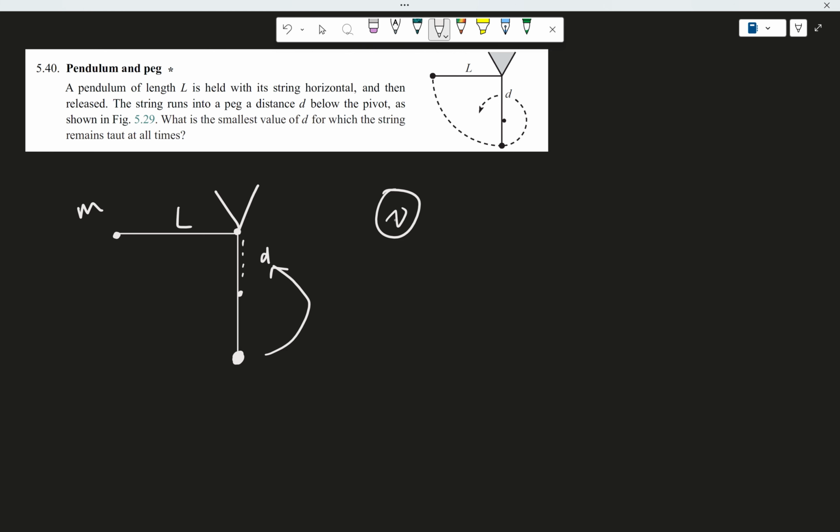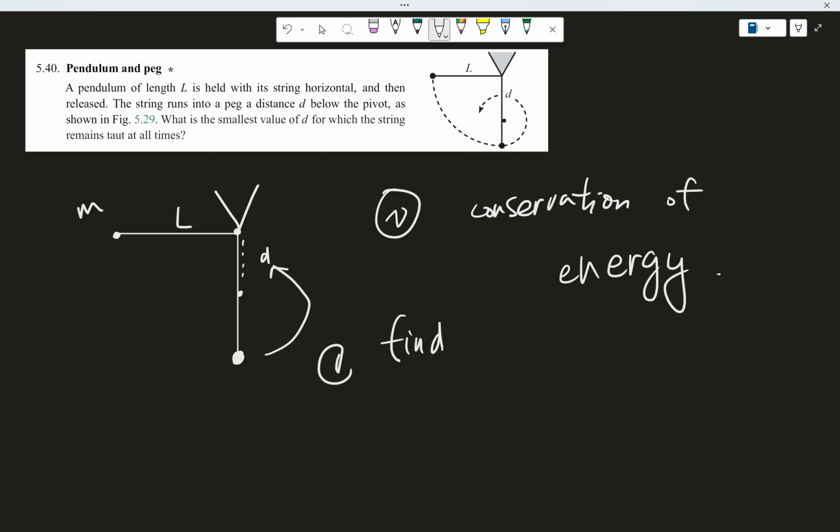And to find this, to relate v with d, we can use conservation of energy. And let me just reword this one more time. We're trying to find the smallest d such that using conservation of energy, when we calculate and get an expression with d inside it, that expression yields a velocity v that enables this mass to complete a full circle. And so let's try to do that. Let's first, step one, find the minimum velocity needed to complete a full circle.